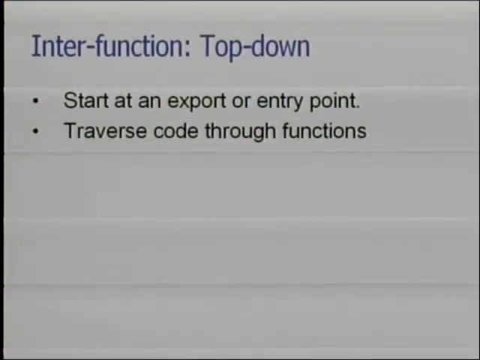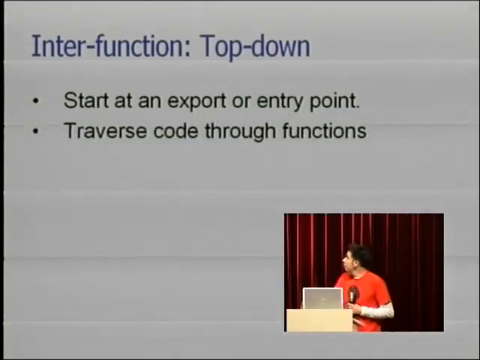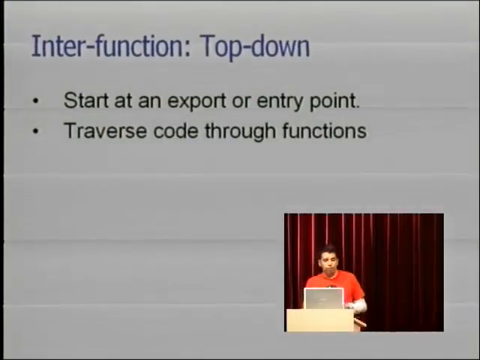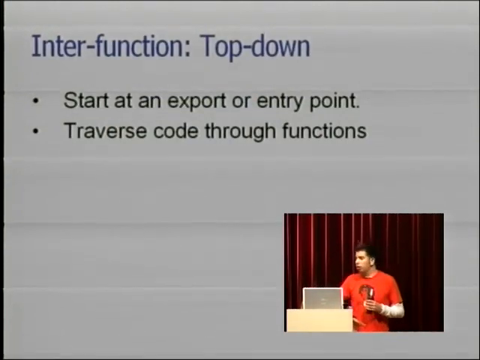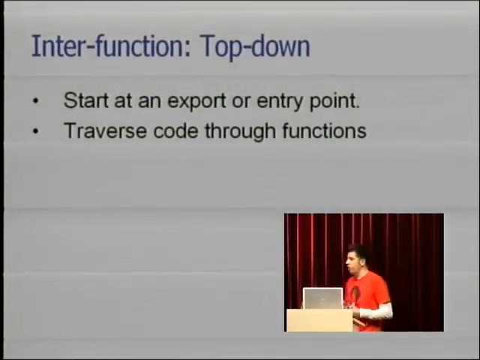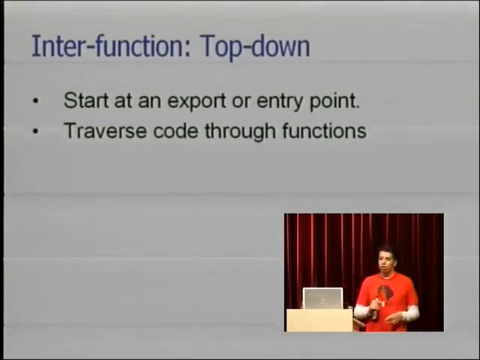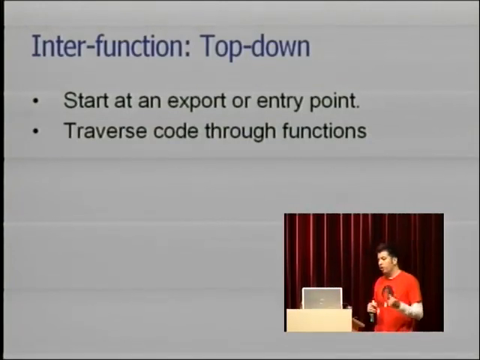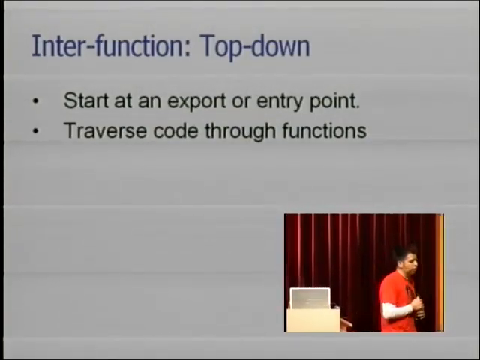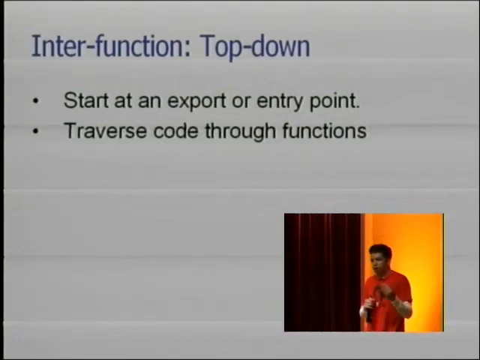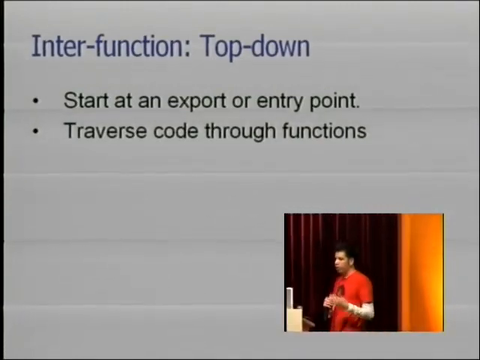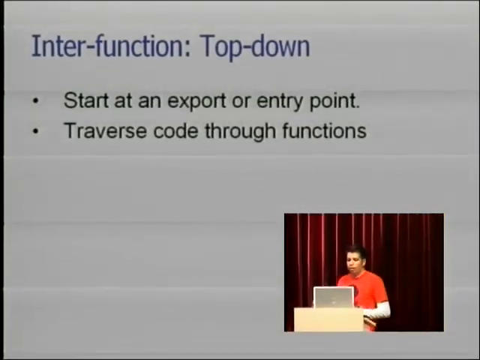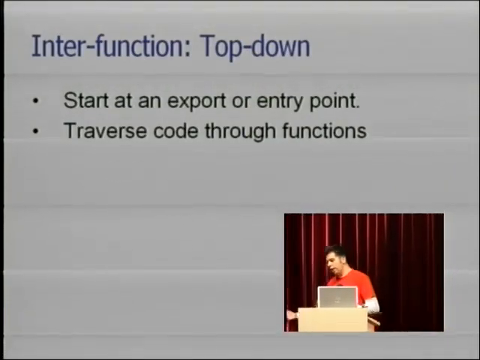So going on to inner function tracking, there's basically 2 types of approaches. There's top-down and there's bottom-up. So top-down, you look for an export. Let's say there's a DLL. You're going to start at all the exported functions. Or let's say it's just a regular program. You're going to go into main, and you're going to start there. And you start traversing through all the functions, just like if you're reading code. You start at the beginning, you go through, you take all the function calls, you analyze all that data, and you basically weave your way all the way down, back up, and go through the whole tree.